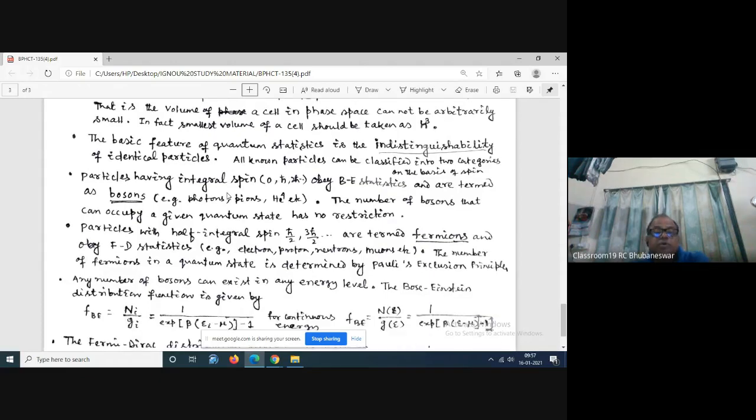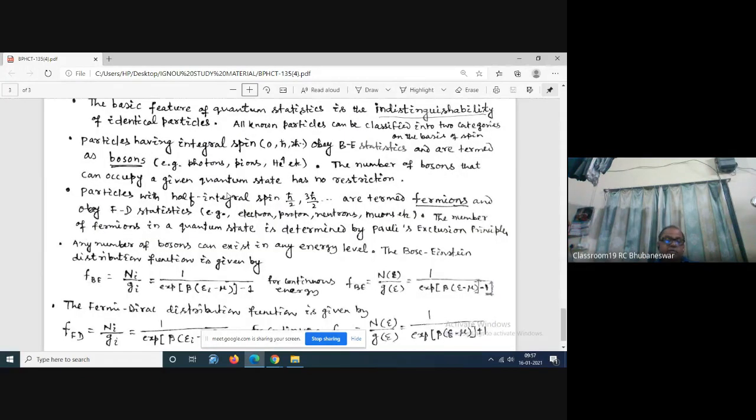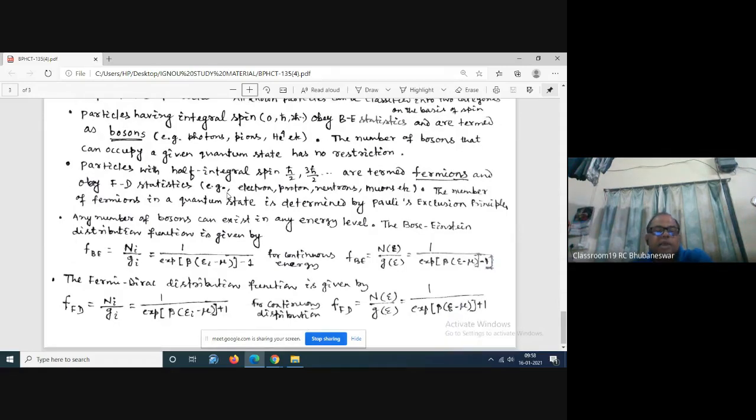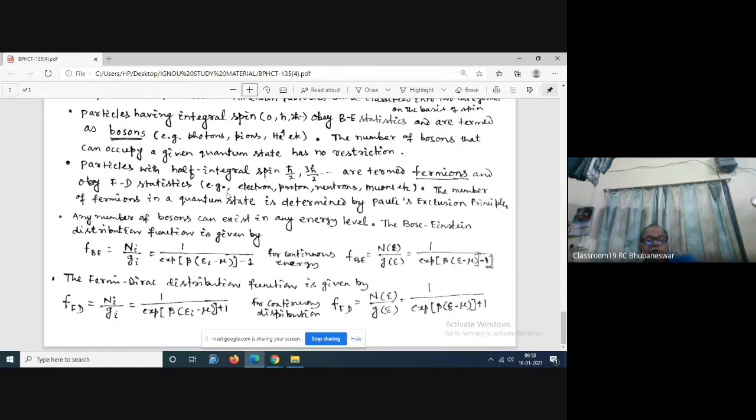Now see, any number of bosons can exist in any energy level. We have already stated this for bosons. The Bose-Einstein distribution function is given by f equal to Ni by Gi, equal to 1 by exponential of beta times (epsilon i minus mu), whole minus 1. This is for a discrete energy level. If the energy is continuous, then epsilon i is replaced by E only. Similarly, the Fermi-Dirac distribution function is given by the same form, but here it is plus 1. The simple difference is that in the denominator it is minus 1 for bosons and plus 1 for fermions.